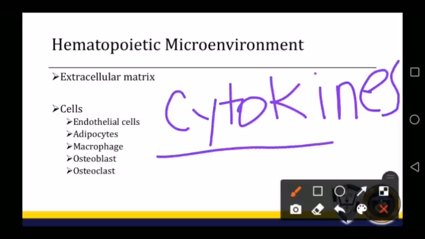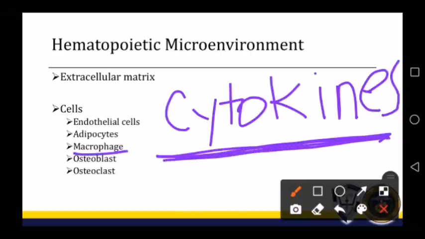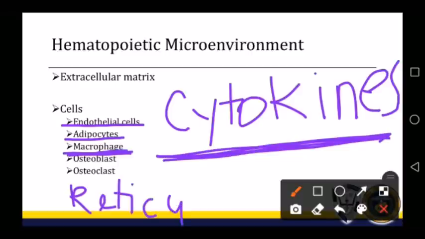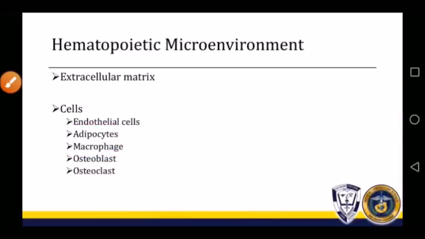So, cytokines, in simpler terms, are proteins that influence cells to do something. So, si macrophage produce cytokines. By the way, di lang si macrophage ang nag-produce og cytokines. Si endothelial cells, adipocytes, and reticular cells also produce cytokines that help in regulating the hematopoiesis. So, that is the function of macrophage in the bone marrow or in the hematopoietic cord. It acts as a phagocyte and it releases cytokines.